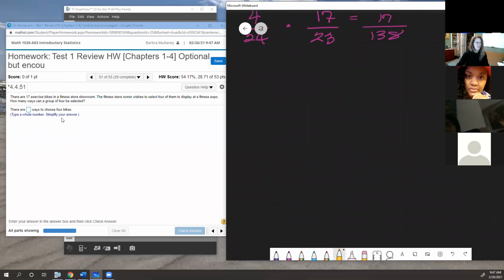Okay, so this is number 51. Is it a permutation or a combination? We want to select 4 to display. This is actually a combination, because we don't care about the order that we take the 4.